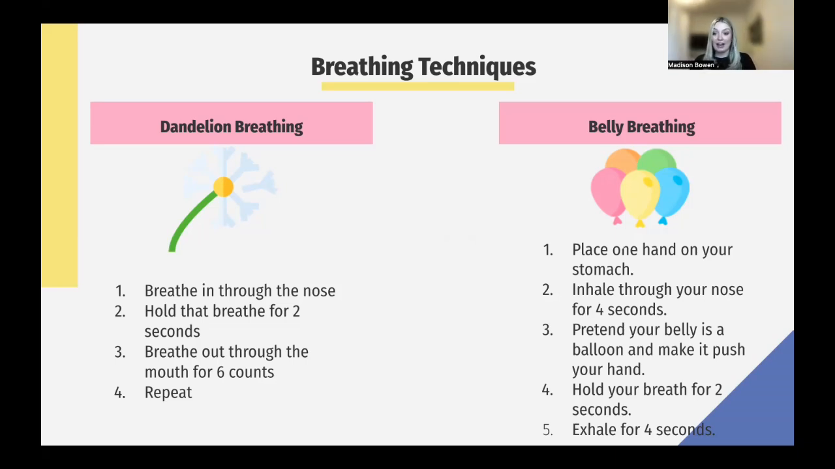So you can place one hand on your stomach, inhale through the nose for 4 seconds, pretend your belly is a balloon and make it push on your hand, and hold the breath for 2 seconds while then exhaling for 4 seconds. And this is just a good visualization for children when they are learning how to belly breathe, because sometimes that concept is difficult for them to understand. But when you're imagining a balloon, you can imagine the air is filling the balloon and pushing on your hand.